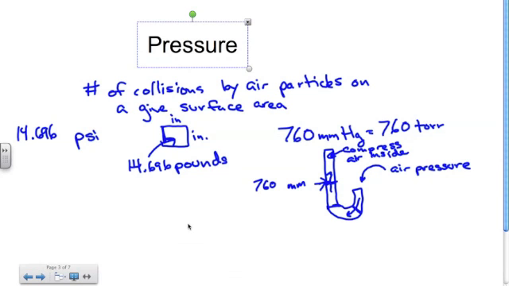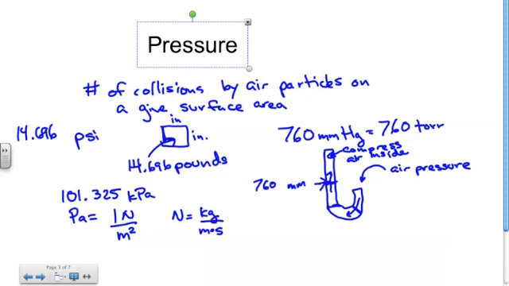Another unit of pressure is the kilopascal. At standard pressure, or typical atmospheric pressure, it is 101.325 kilopascals. A pascal, and those of you who have done physics will know this, is equal to 1 Newton per square meter. And just to review, for those who don't know, 1 Newton is equal to the force of 1 kilogram meter per second squared.